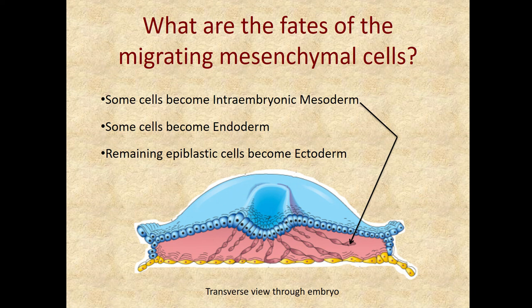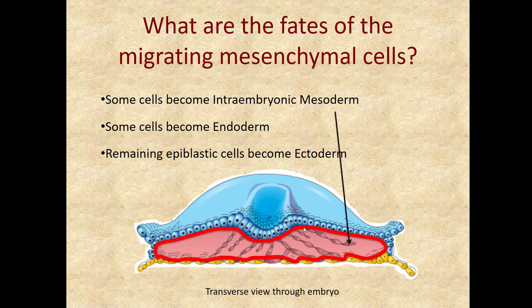So you might be wondering what happens to these mesenchymal cells that are created by the primitive streak on the dorsal side of the embryo. They're going to migrate down and create a new layer in the embryo, but that's not all they do. So these mesenchymal cells are pluripotent. They can become any of these cell lines.